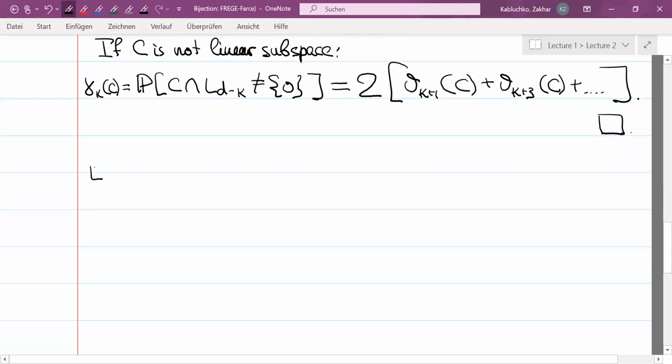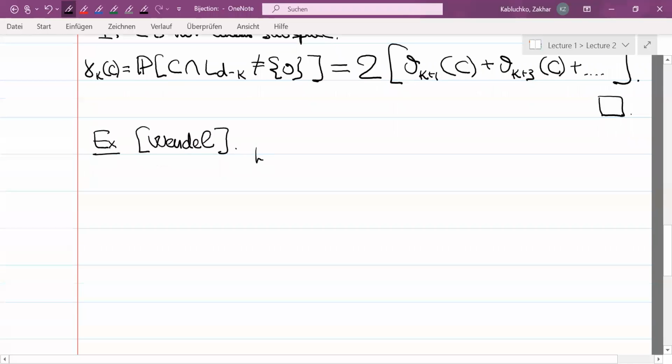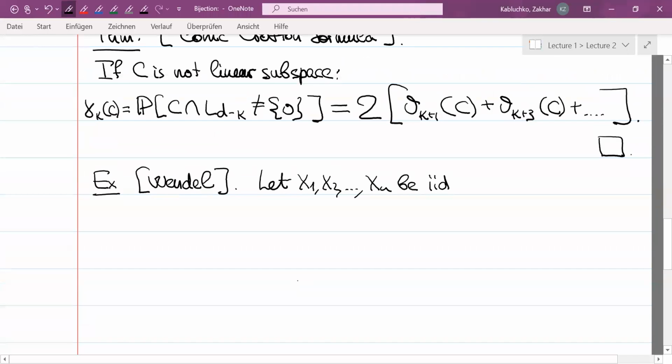So example 1. Maybe I can give it at the end of the talk if we have time, which is due to Wendel. It's a formula of Wendel, and the problem which we want to solve is the following. Let x1, x2, and so on, xn be IID uniformly distributed points on the sphere in the d-dimensional space, or standard Gaussian, if you like.